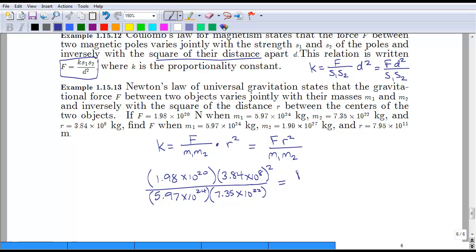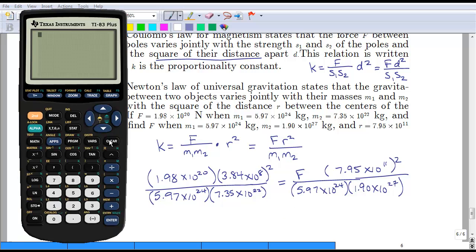We want to find F when M1 is 5.97 times 10 to the 24th, M2 is 1.90 times 10 to the 27th, and r is 7.95 times 10 to the 11th. And again, we need to square that because we have r squared. So let's go to our calculators to remember how we do scientific notation.